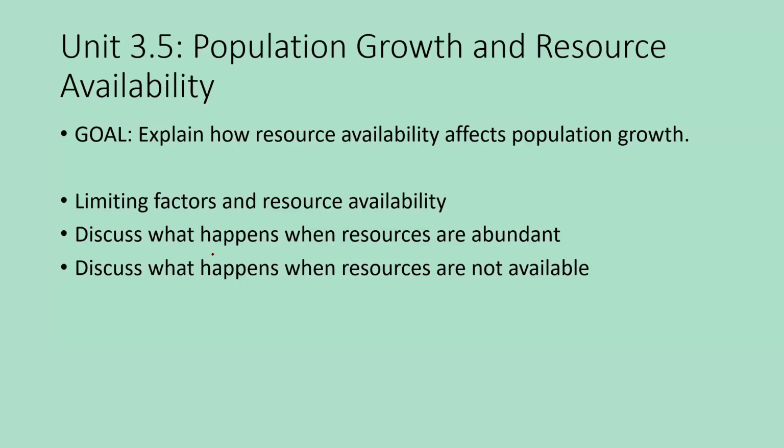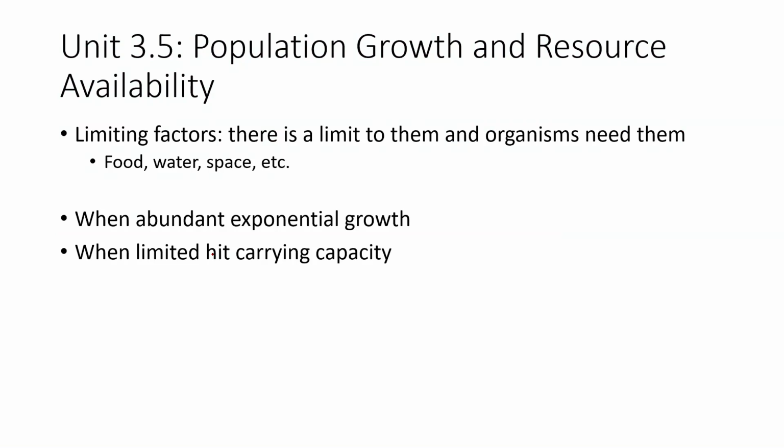All right. So population growth and then resource availability. So we've already talked about carrying capacity, and that's related to our resources that are available. So we're going to talk about how resource availability affects population growth, and then just go over population growth. So we'll talk about limiting factors. We'll discuss what happens when resources are abundant and when not available. So limiting factors. There is a limit to them, and organisms need them, basically. So these are anything that could limit our population size and be part of our carrying capacity, like food, water, space, availability of light, lots of things.